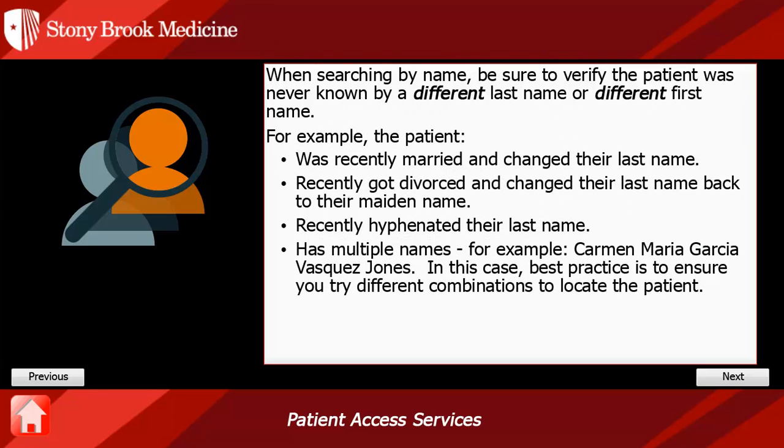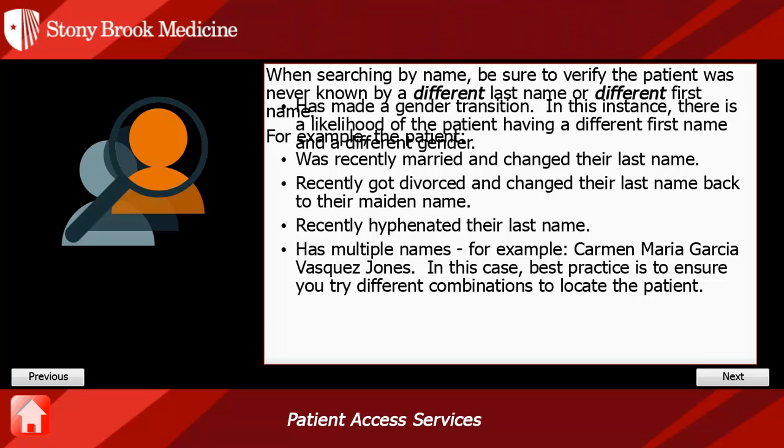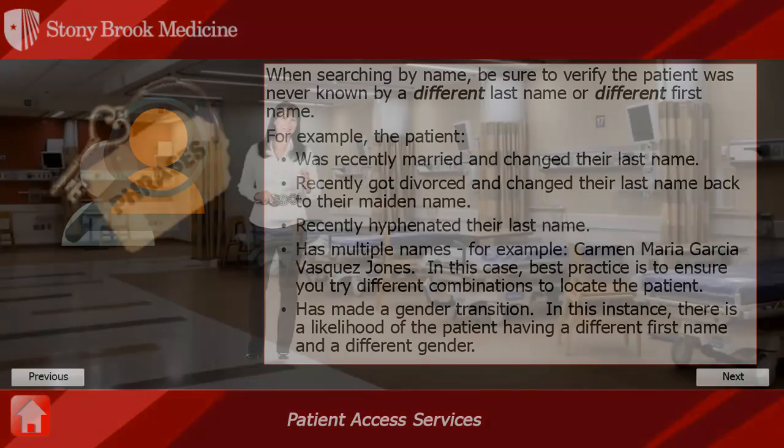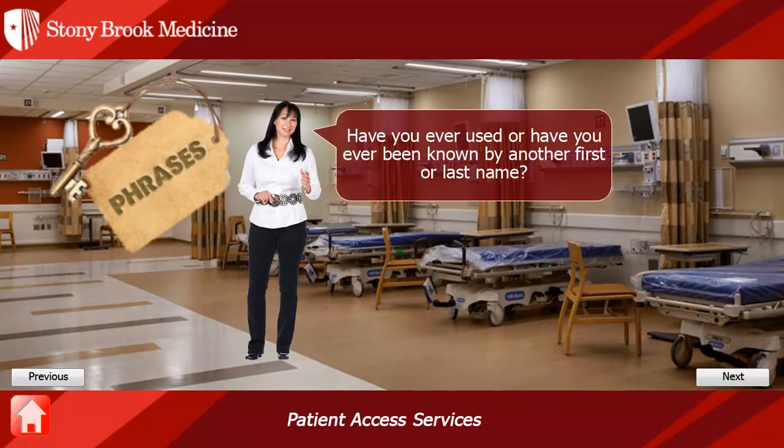The patient may have multiple names, for example, Carmen Maria Garcia Vasquez Jones. In this case, best practice is to ensure you try different combinations to locate the patient. Or, the patient may have made a gender transition. In this instance, there is a likelihood of the patient having a different first name and a different gender. Key phrasing: Have you ever used or have you ever been known by another first or last name?